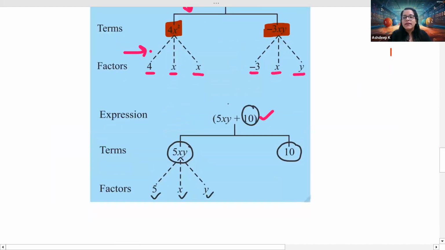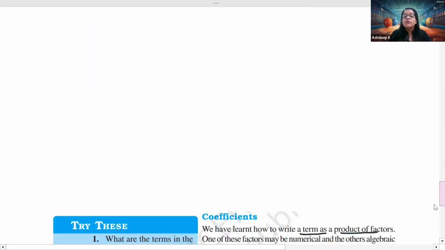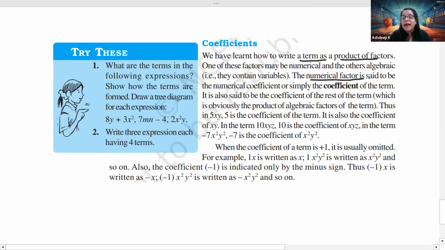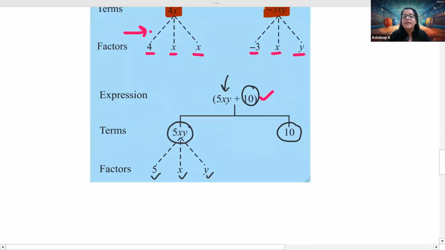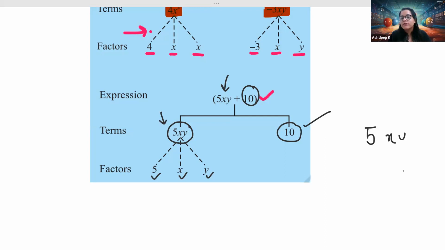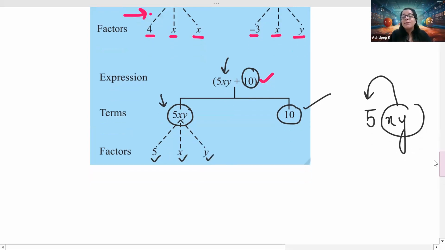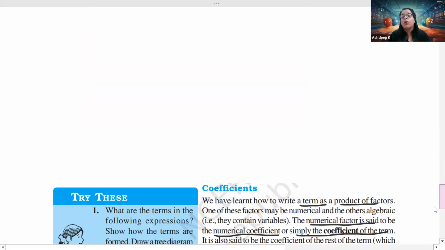Here we had constants as well, and we also had terms which contain variables, right? So now, the numerical factor is said to be the numerical coefficient, or simply the coefficient of the term. Like in the last expression, we have 5xy. Though 10 is a constant, 10 does not have any variable. Now, when we have a numerical part along with the variable, like 5xy, in front of this xy we have 5. This numerical part is what we call the coefficient of the term.